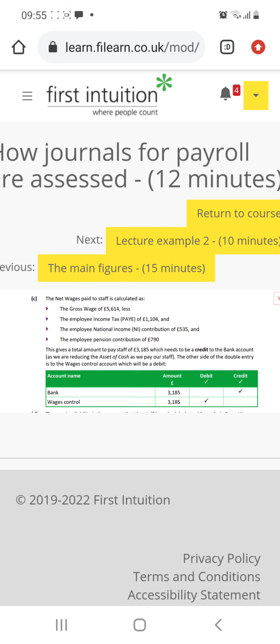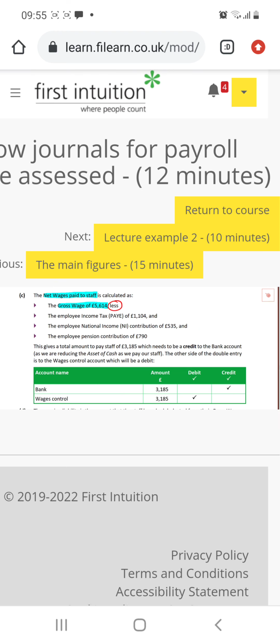Now, it then asks me to work out the net wages that we pay to staff. So remember, the net wages that go to staff is where you start with your gross wage and you then deduct anything that would have been taken off those staff members. So we're starting with that gross wage of 5614. We then deduct any items that need to come off. So what would we need to take off our staff before we give them any money?